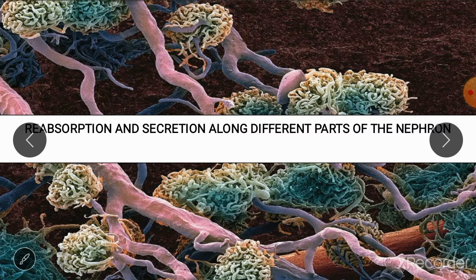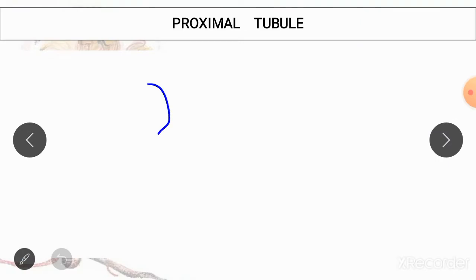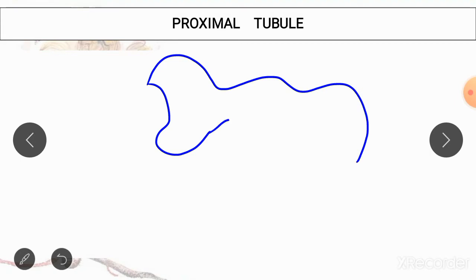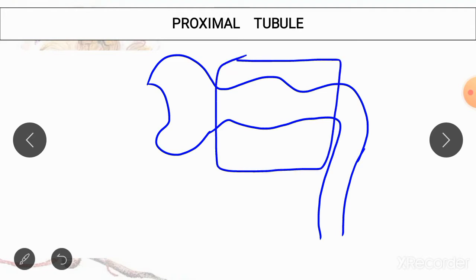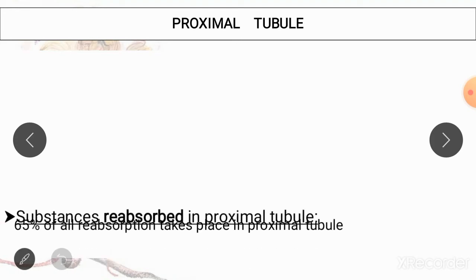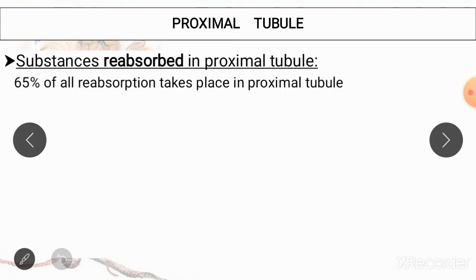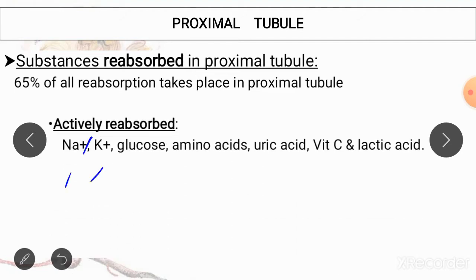Now what is the proximal convoluted tubule? The Bowman's capsule, which is the first part of the nephron, extends into a tubule known as the proximal convoluted tubule, which then extends into the loop of Henle. So we are now going to discuss only this portion of the nephron, the proximal convoluted tubule. The substances which are reabsorbed in the proximal convoluted tubule include sodium, potassium, glucose, amino acids, uric acid, vitamin C, and lactic acid. These are substances which are being reabsorbed.